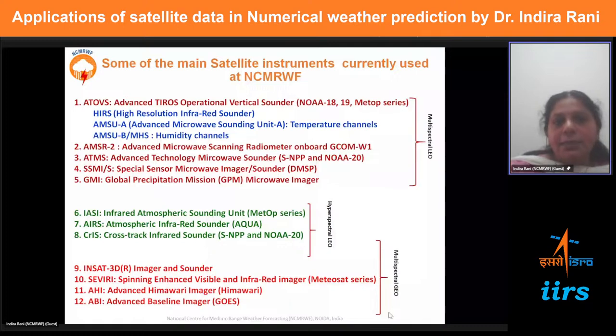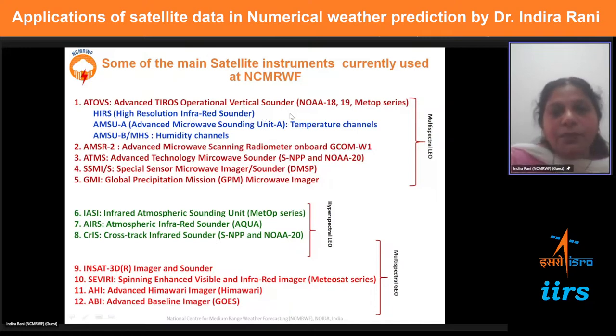Right now at NCMRWF, we are using many instruments from LEO and GEO. Here I have listed some of the instruments we are using in our operational assimilation systems. ATOVS is the Advanced TIROS Operational Vertical Sounder. We are using ATOVS instruments from the NOAA 18, 19 and METOP series of satellites.